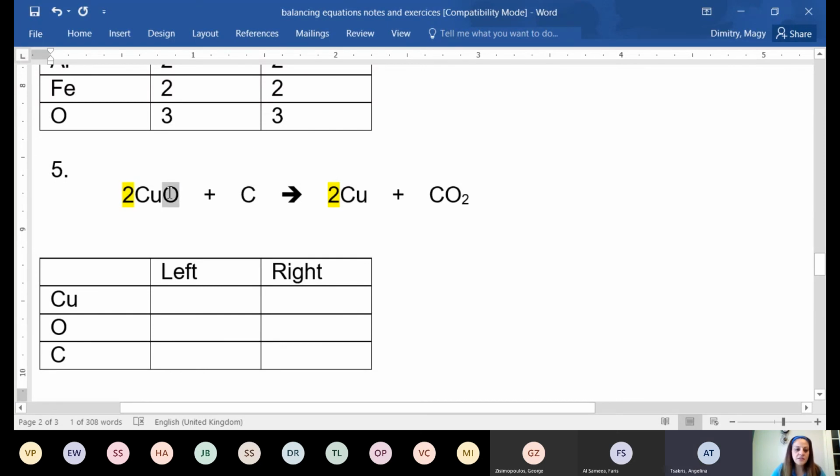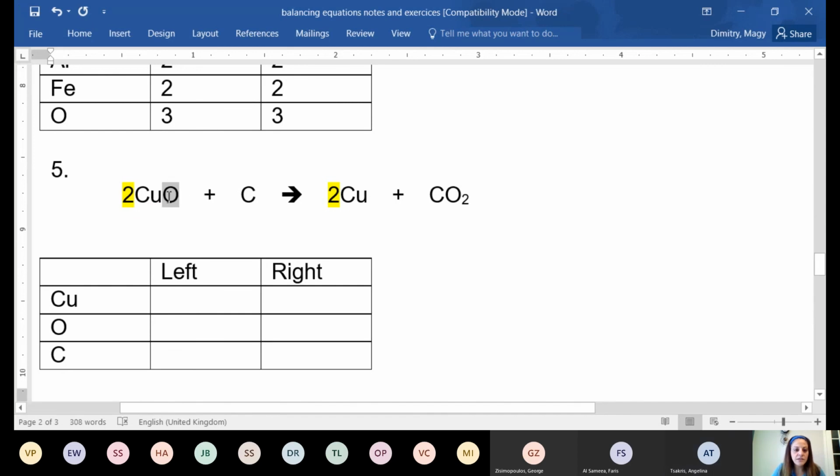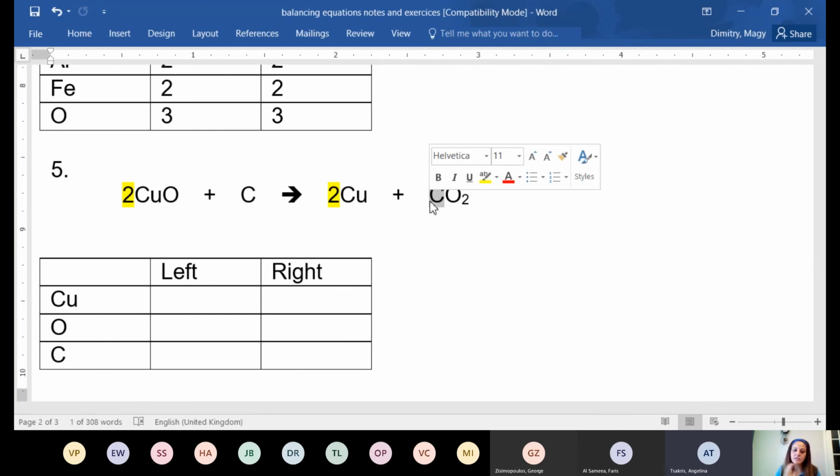Good. 2 oxygen, because the 2 that's here, Angelina, multiplies everything. It's as if you had invisible parentheses. Okay? So 2 oxygens here, 2 oxygens here. I'm good. 1 carbon, 1 carbon. Ta-da! It's balanced. I have equal on both sides.